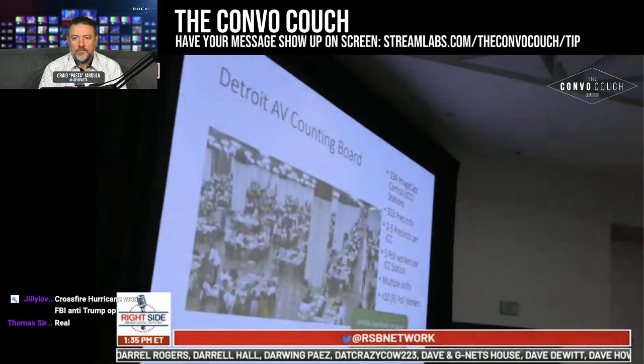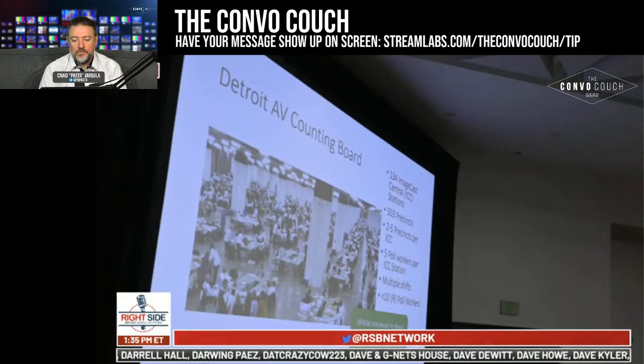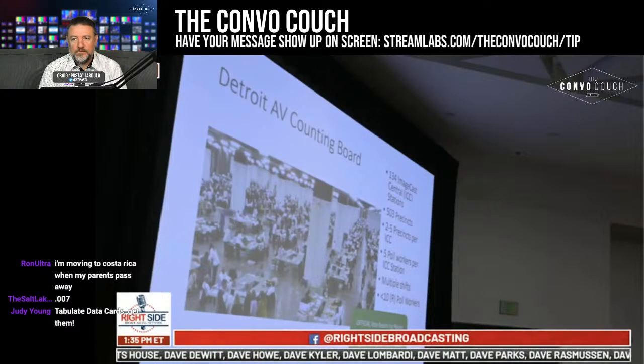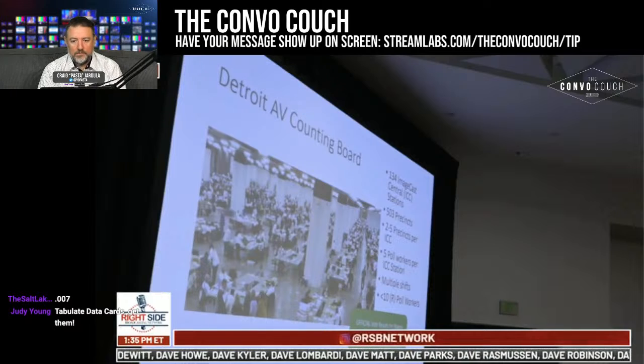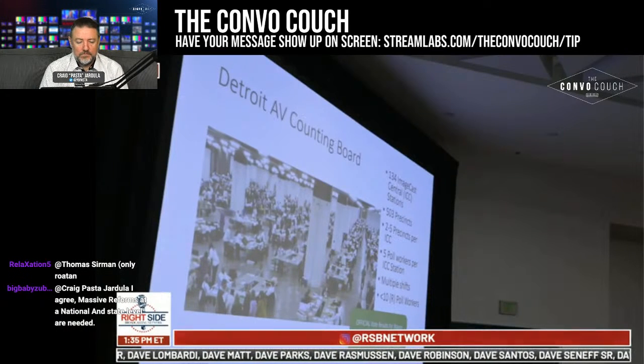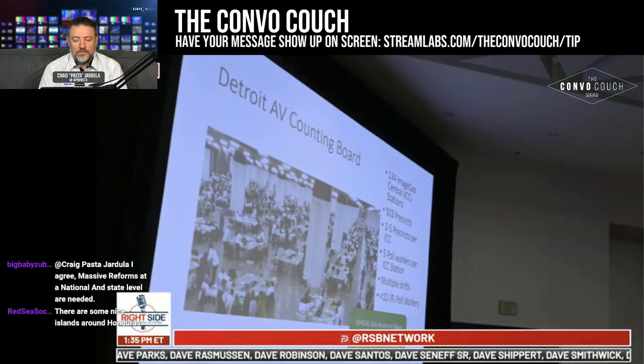So here's what our Detroit AV Counting Board looked like. Essentially it was set up, so there's 503 precincts in the city of Detroit. They put in 134 of these ImageCast central stations all the way around. That's where the poll books were located. There are about 2 to 5 precincts per ImageCast central unit. We had 5 poll workers per station.